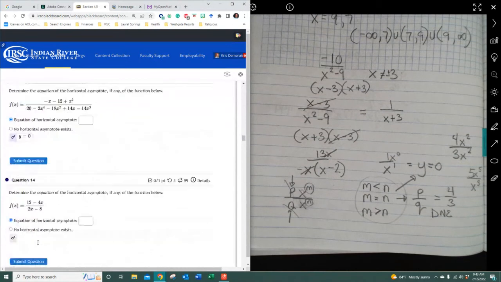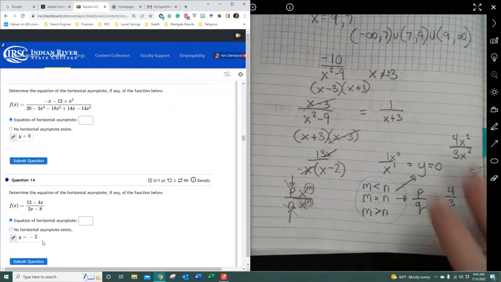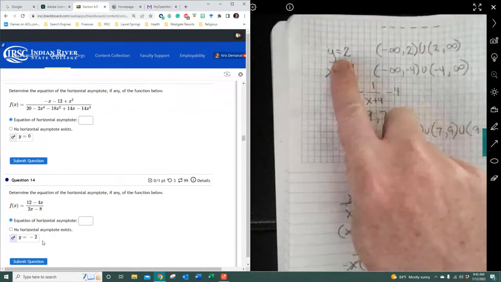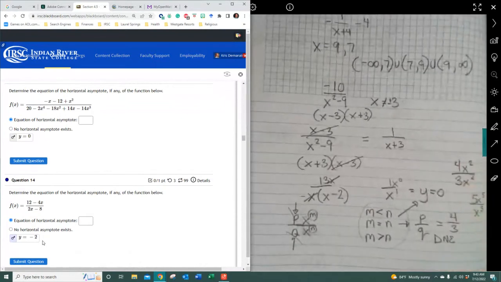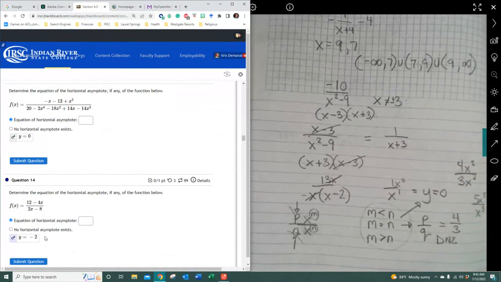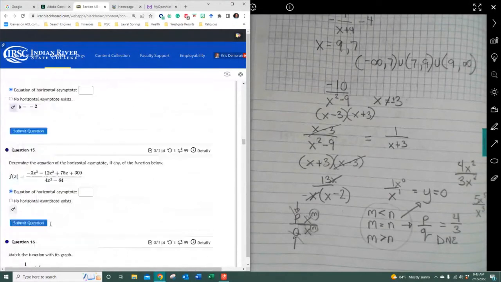And then, oops, looks like these are exactly the same. So it's going to be the ratio of -4 over 2, which reduces down to just simply y equals -2. Remember that, okay? If you had any questions, you can let me know, but this is a pretty straightforward concept.